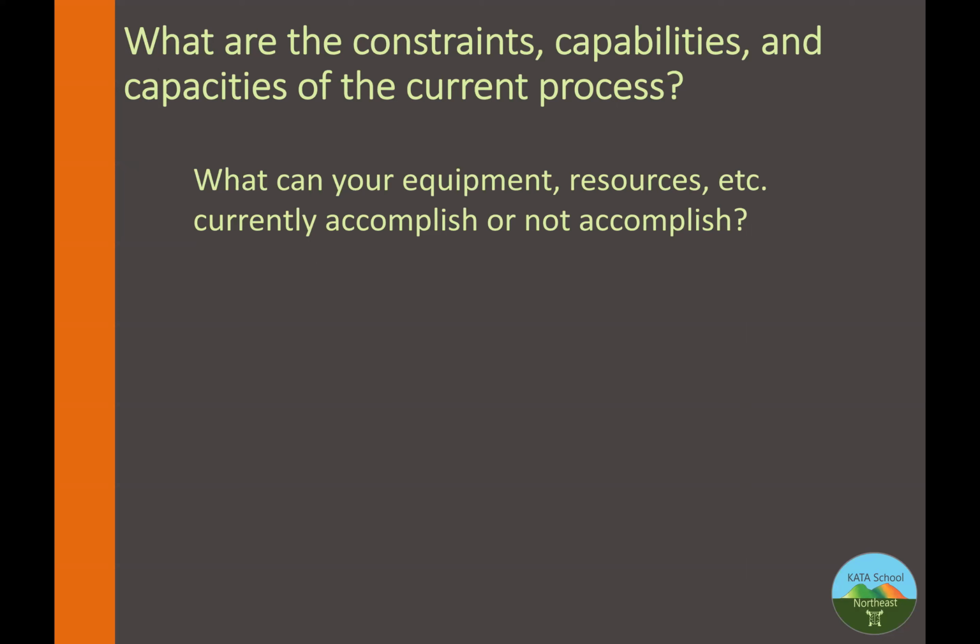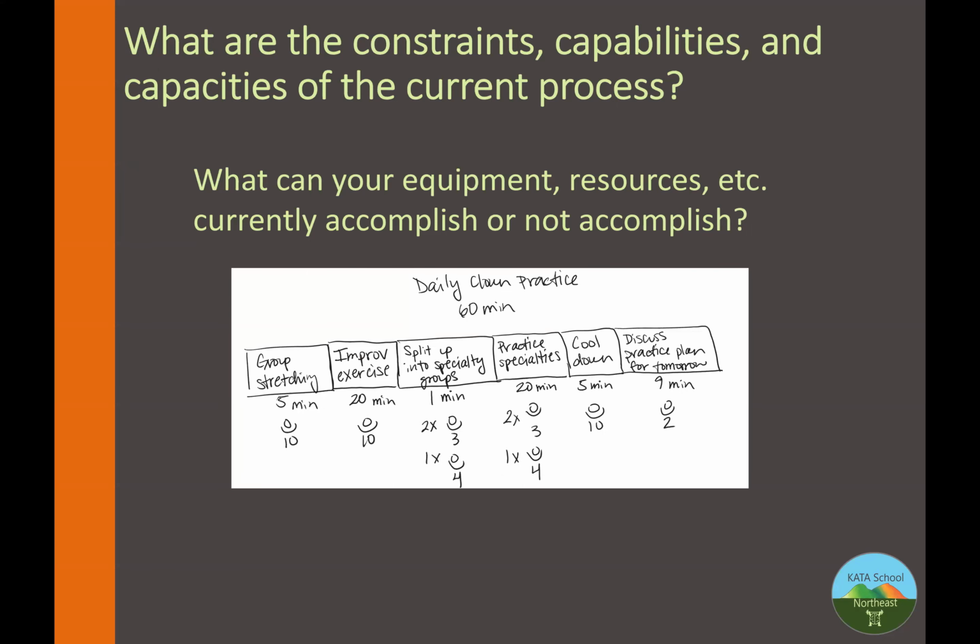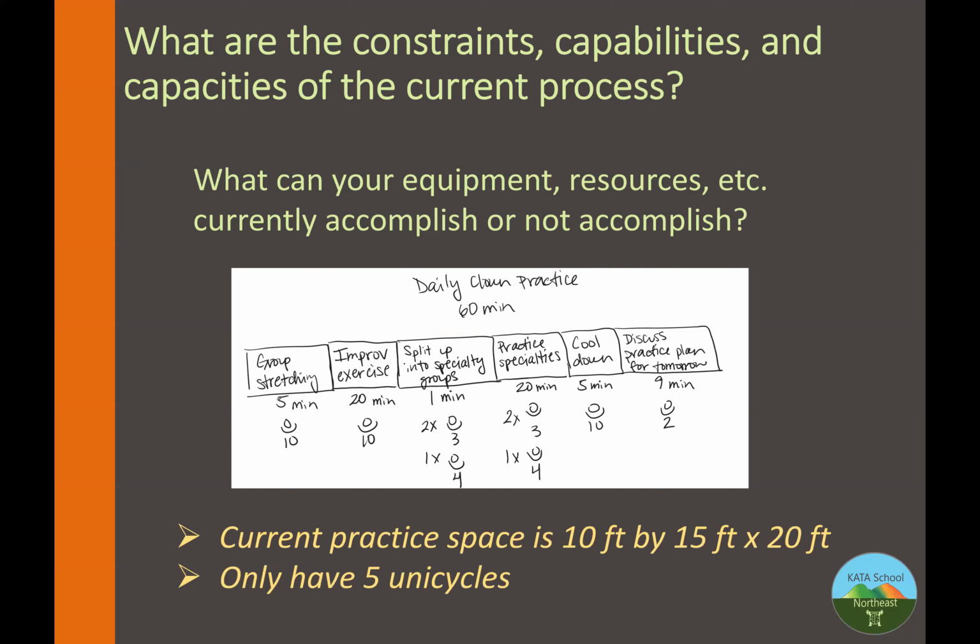So, coming back to our clown friends and our current condition block diagram, we are looking for what this process and our current resources can accomplish. A couple of examples here are our current practice space is 10 feet by 15 feet by 20 feet, which may constrain what kind of practice we can have. And we only have 5 unicycles on hand currently, which may limit who can practice what.